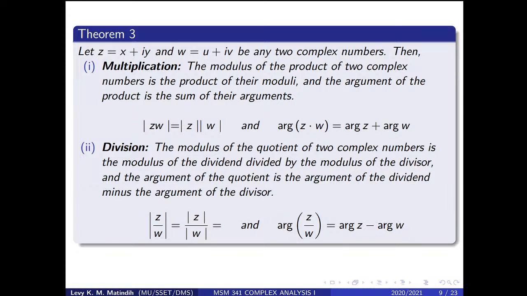Again, under division, the modulus of the quotient of two complex numbers is equal to the quotient of their moduli. And the argument of the quotient of the two complex numbers is equal to the difference of their arguments, as you can see.